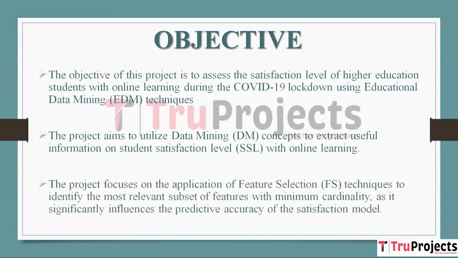One of the key focuses of the project is the application of feature selection (FS) techniques. FS involves identifying the most relevant subset of features from a dataset while minimizing the cardinality number of features. In this context, FS is crucial because it significantly influences the predictive accuracy of the satisfaction model. By selecting the most pertinent features, the model can be fine-tuned to better predict and understand the factors that influence student satisfaction with online learning, ultimately aiding in making informed decisions to enhance the quality of online education during the pandemic.